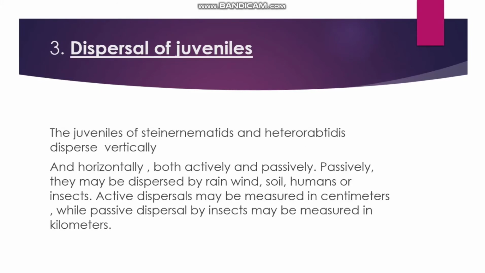Dispersal of juveniles. The juveniles of Steinernematidae and Heterorhabditidae disperse vertically and horizontally, both actively and passively. Passively, they may be dispersed by rain, wind, soil, humans, or insects. Active dispersal may be measured in centimeters, while passive dispersal in kilometers.